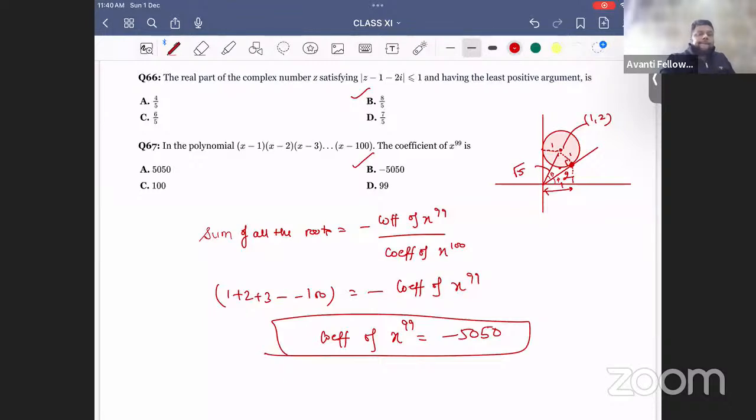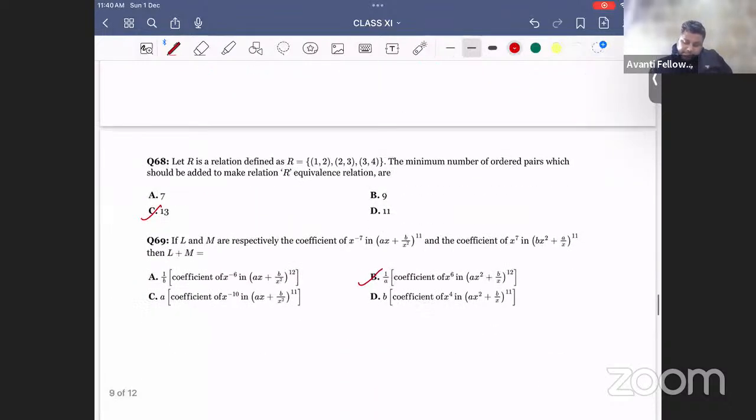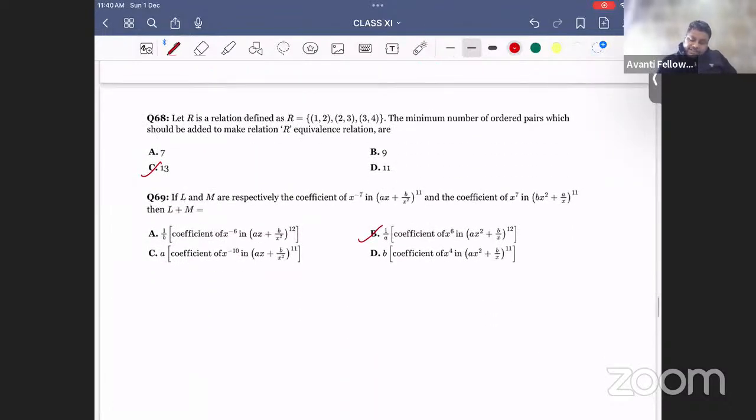Got it? Simple question. Now, R is a relation defined on {(1, 2), (2, 3), (3, 4)}. The minimum number of ordered pairs which should be added to make R an equivalence relation. R is a relation defined as this. The minimum number of elements. See, first of all, this suggests that R is already having one.